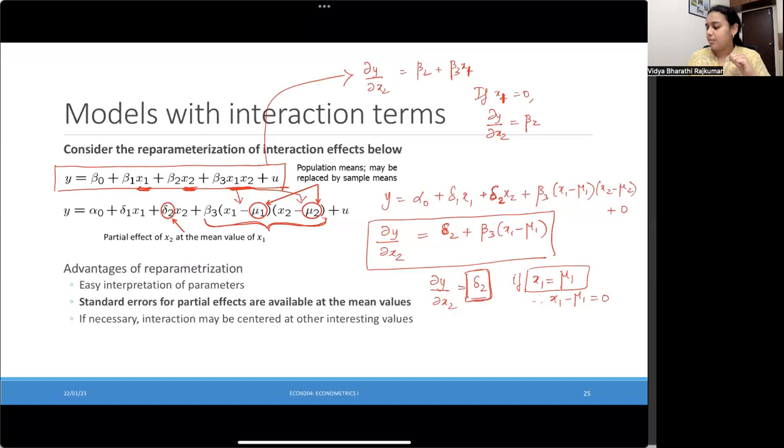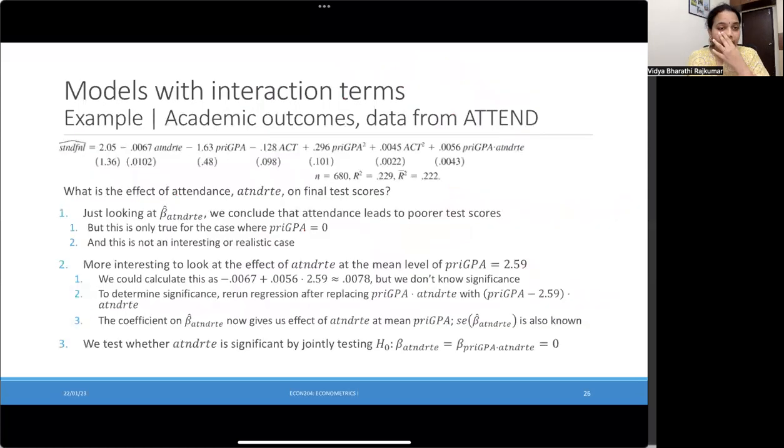Let's see another example. So we're looking at how a student's attendance rate affects their final exam scores. So final exam scores are dependent on attendance rate, previous GPA, a few other test scores, GPA square, see there's a quadratic term there, test score square, and an interaction term between previous GPA and attendance rate.